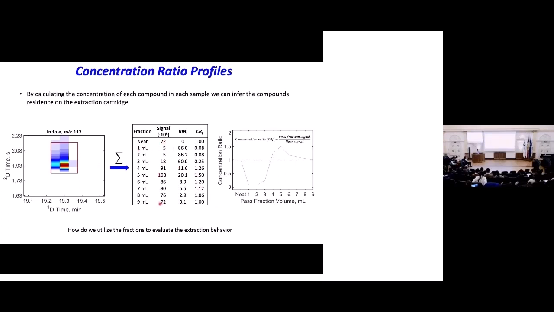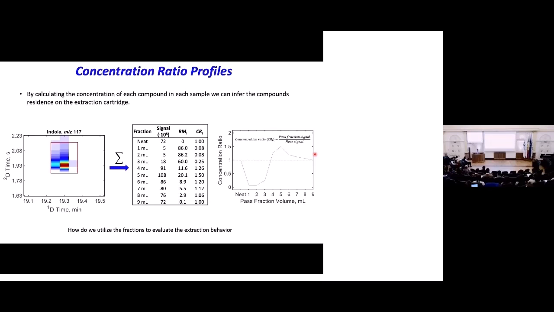And then by normalizing it to the neat, where we say the neat is 1, and we divide it all by that, we can get a curve that describes how the concentration of indole changes in the pass fraction fuel throughout the time.